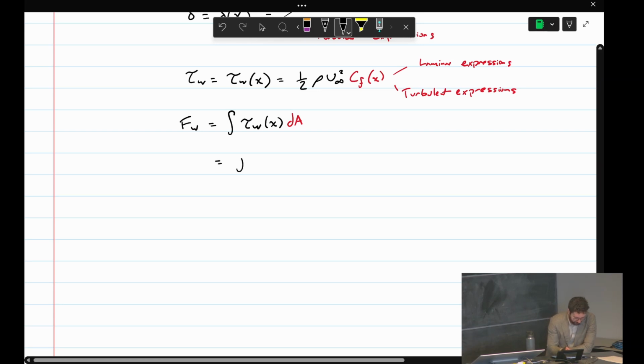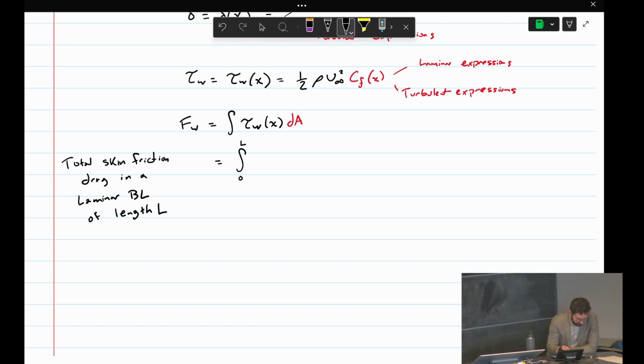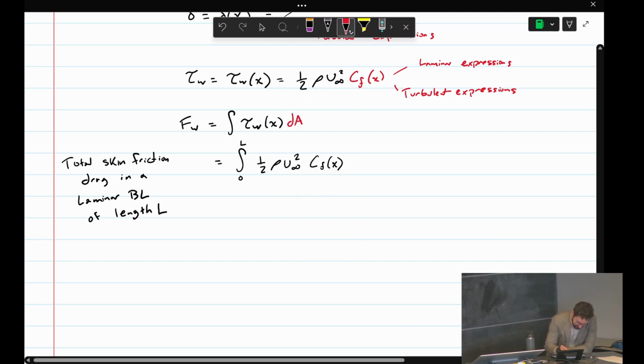So I'm going to take the total skin friction drag in a laminar boundary layer of length L. That is the integral of 1/2 rho u infinity squared C_f of x, and then dA we replace with w dx.